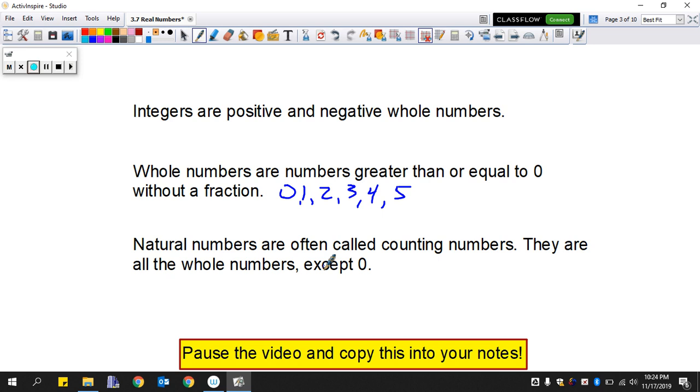Okay, so integers would be, say, -2, -1, 0, 1, 2, and so on this way, and so on this way. Okay, so copy these definitions into your notebook.